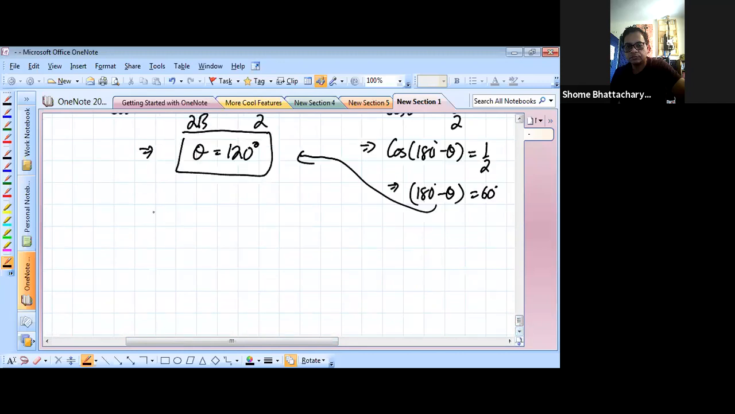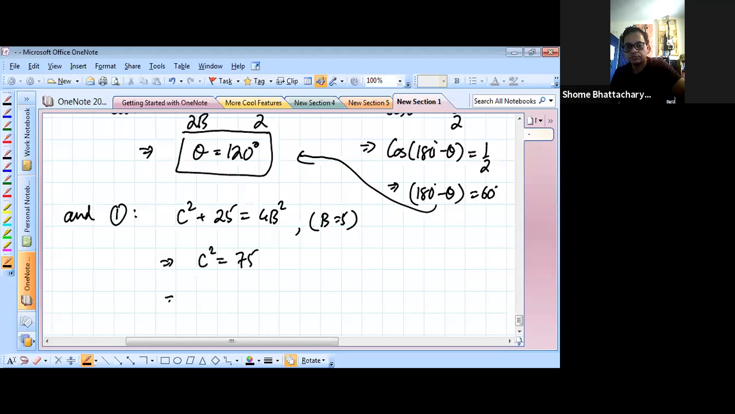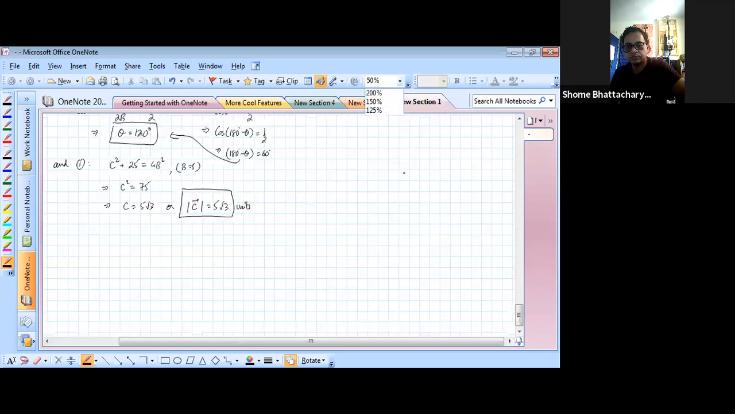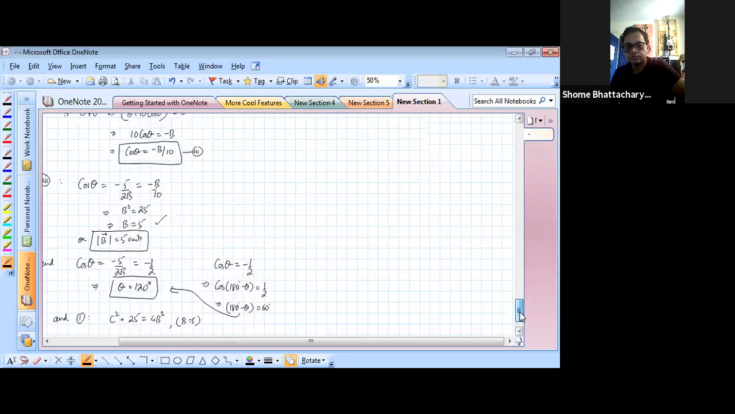Okay. That's the thing. And also we have equation 1. We have C square plus 25 was equal to 4B square. So in this substitute B as 5. So you will get C square as 75, or C as 5 root 3, or the magnitude of the vector C as 5 root 3 units. So this is the solving part, and that's why I told you this question is a little bit lengthy, because there's quite a bit of solving involved.